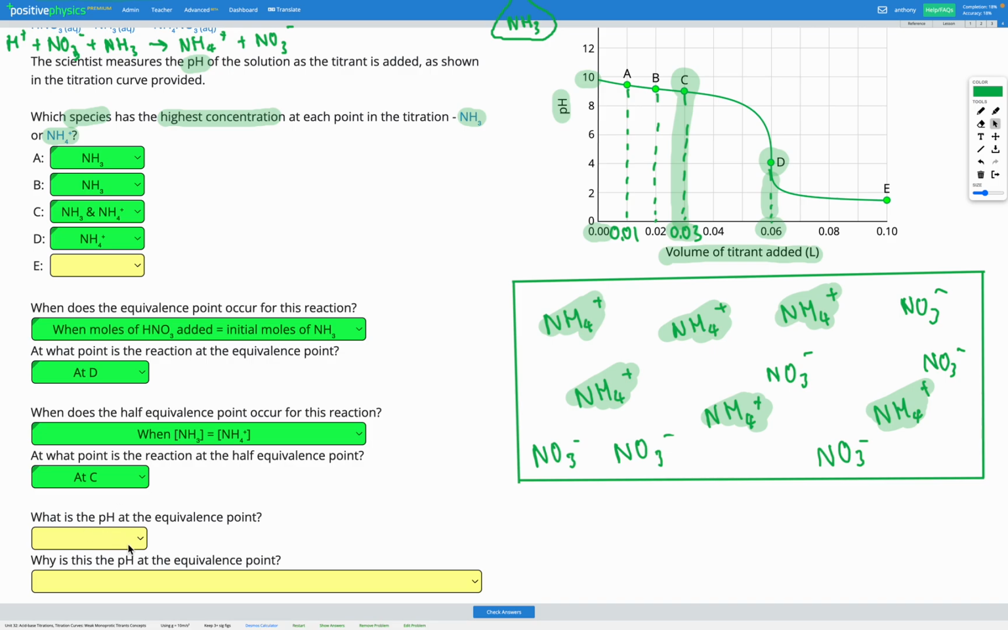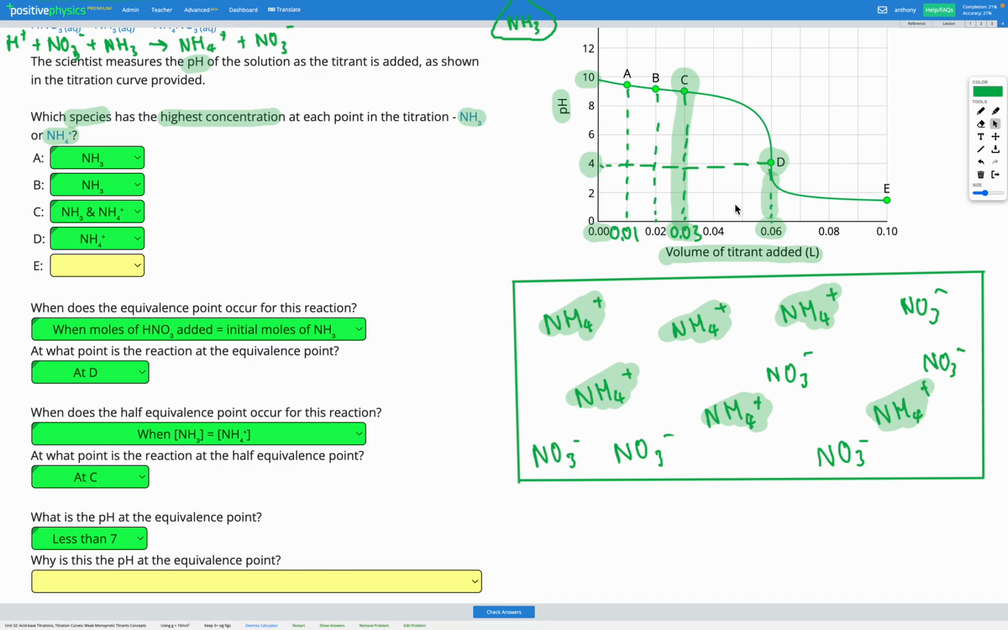We're also asked down here, what is the pH at the equivalence point? So looking at our diagram here, we said D is our equivalence point, and our pH at that point is actually 4. So we can fill that in here. The pH is less than 7.